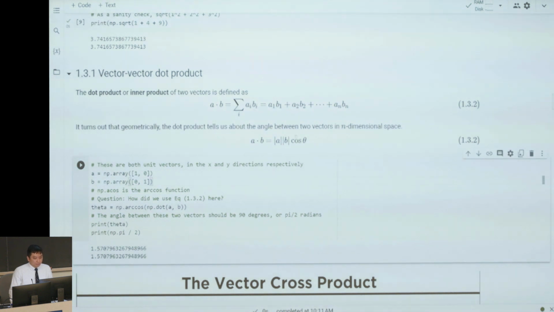So you can use this formula, for example, to compute the angle between the x and y axes. So we expect this to be 90 degrees, or pi over 2 radians. And you can see if you rearrange this equation up here and take the arc cosine of the dot product, then you get roughly pi over 2. So dot product is a measurement of similarity of two vectors.